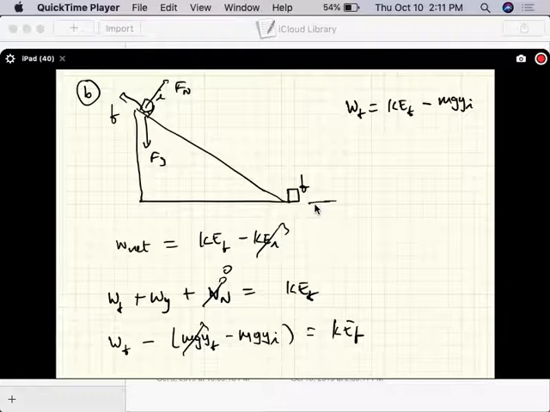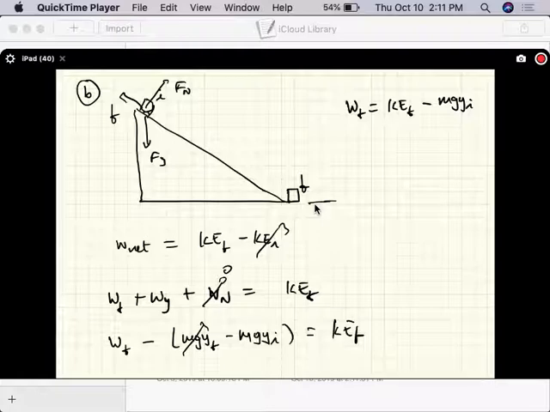And what is it that you want for the work done by the friction force? Is it positive or negative? Friction forces always do negative work. So what that means is the initial potential energy should be greater than the final kinetic energy that showed up. If it was a frictionless surface, this would be 0, and then all of the potential energy would show up as kinetic energy.